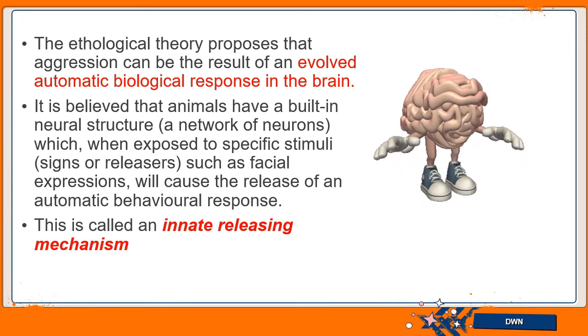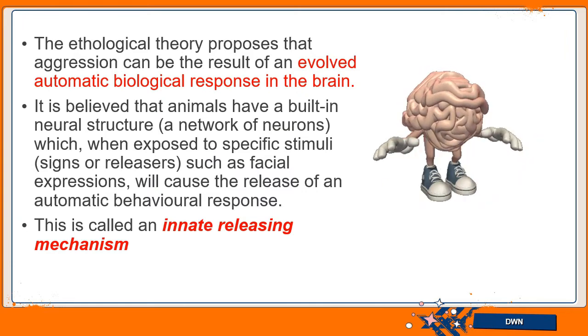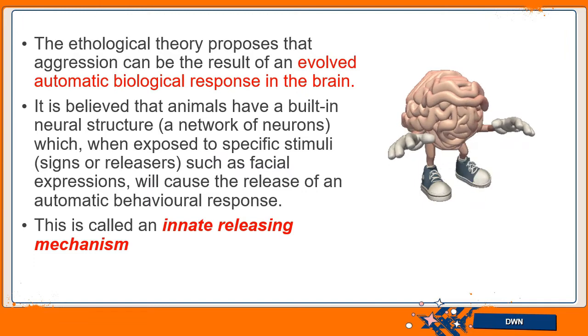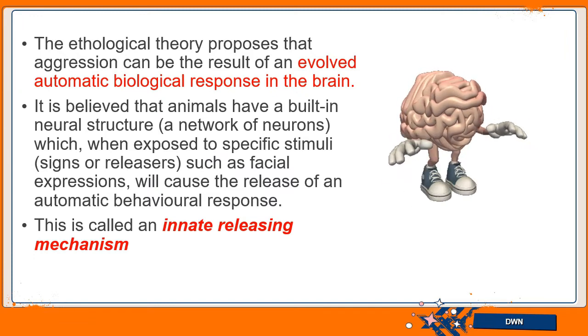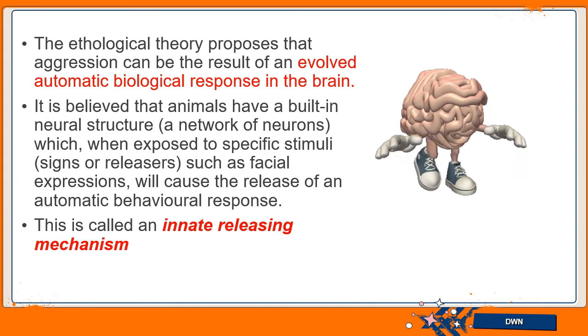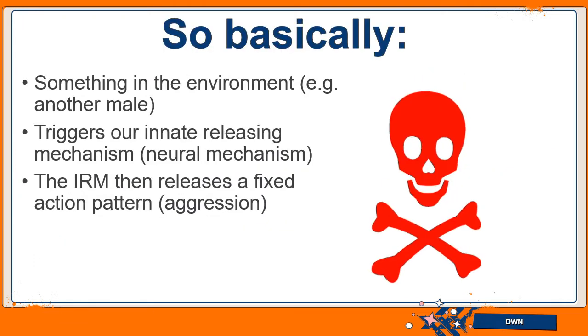That's what we call the innate releasing mechanism. So if one dog barks, the other dog barks back. If one cat arches its back and hisses, the other one does the same. That stimulus is the releaser for the mechanism in the brain to say, right, this is going off. We're going to need to do something. And then that will then trigger the response in the other animals.